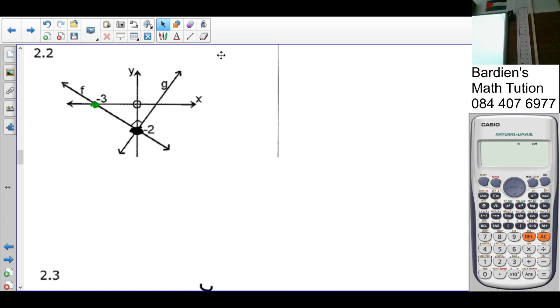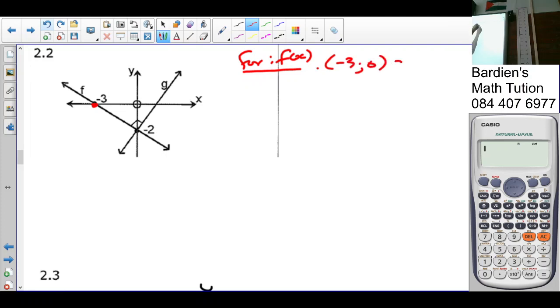Okay, so the question says determine the equation of f of x and g of x. Okay, let's take everything off here. So for f of x, it's going to be the equation of this line going through here. Do we have 2 points that this graph is going through? Yes, which is this point here, which is negative 3 and 0, and 0 and negative 2.